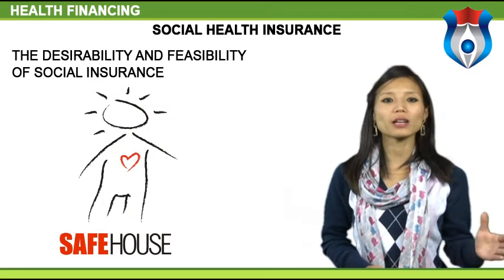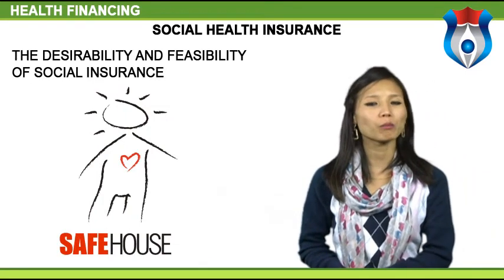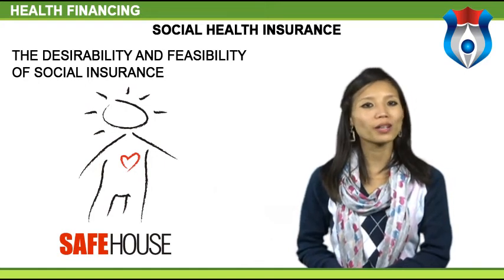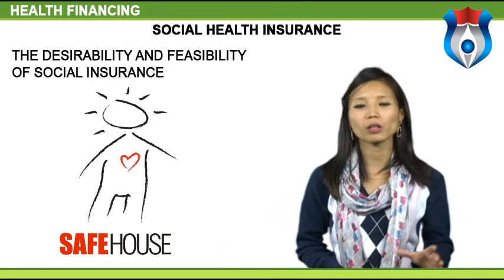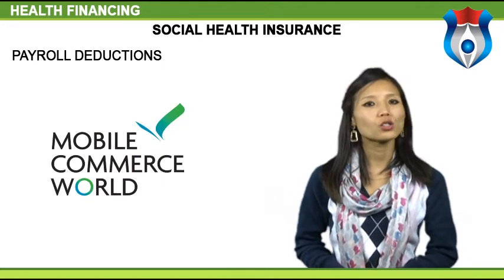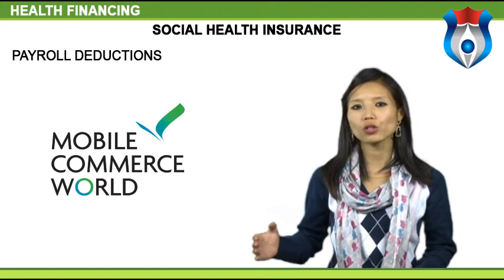It is necessary to identify the administrative needs of an insurance system and decide whether they can be met. Insurance arrangements tend to be more complex and often more expensive to administer than tax funding and certainly require considerable administrative skills. Payroll deduction. Social health insurance is normally provided through a system of payroll contributions to a health fund.